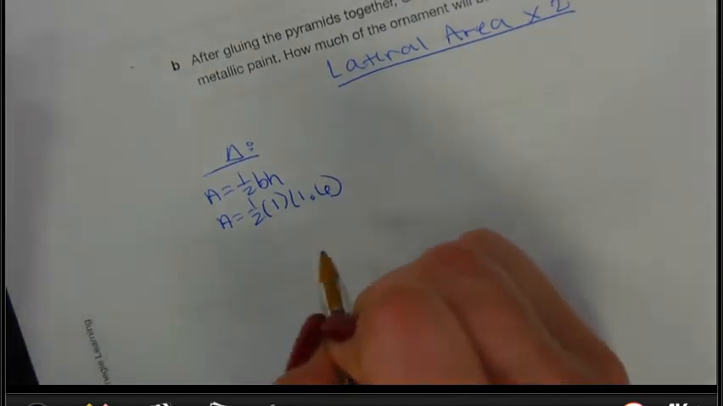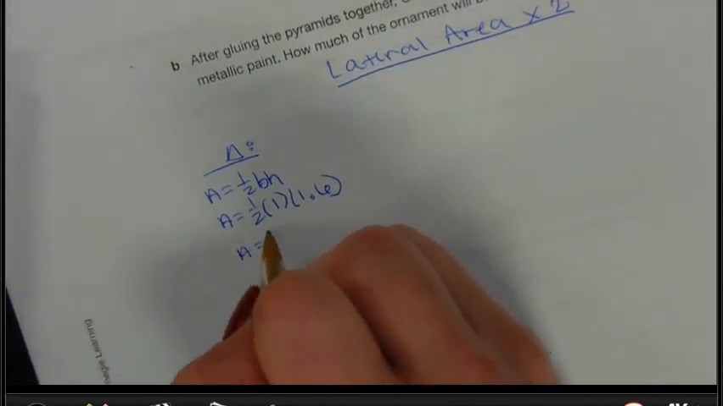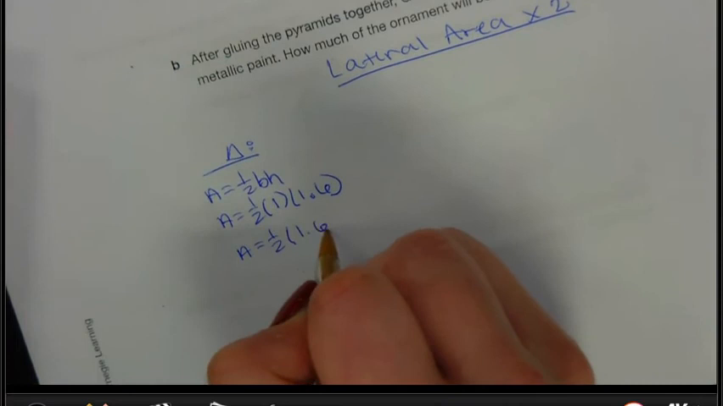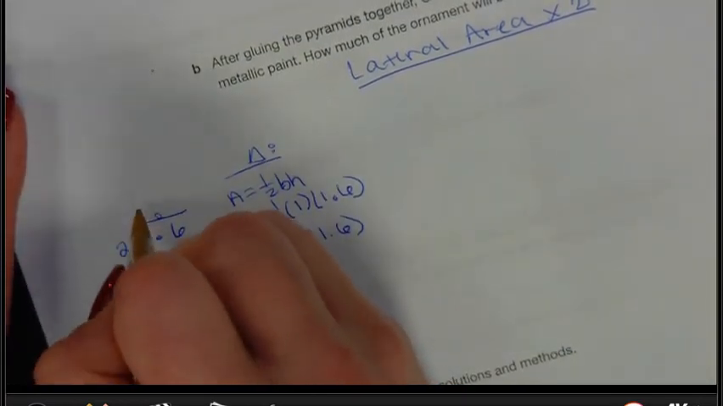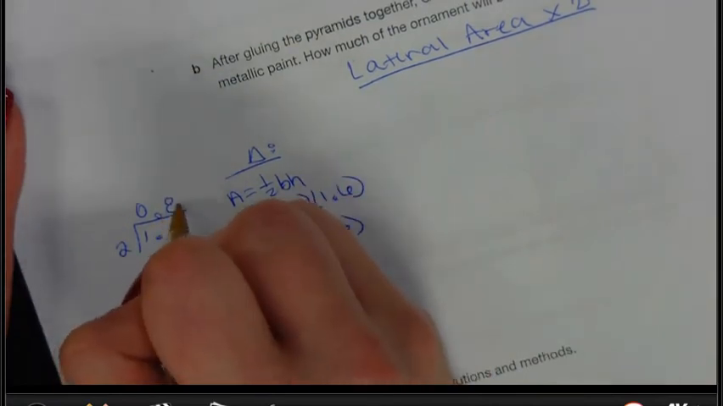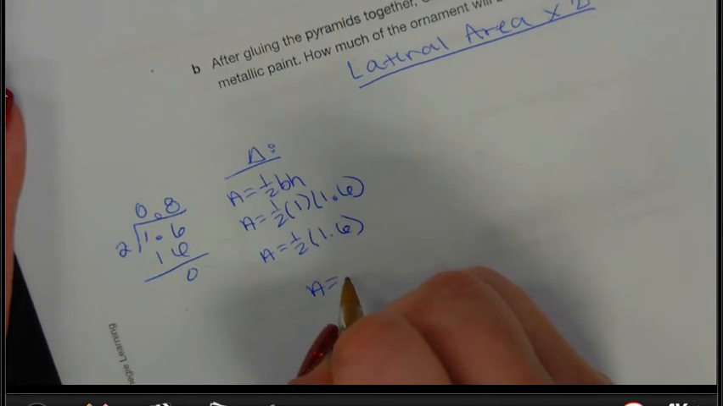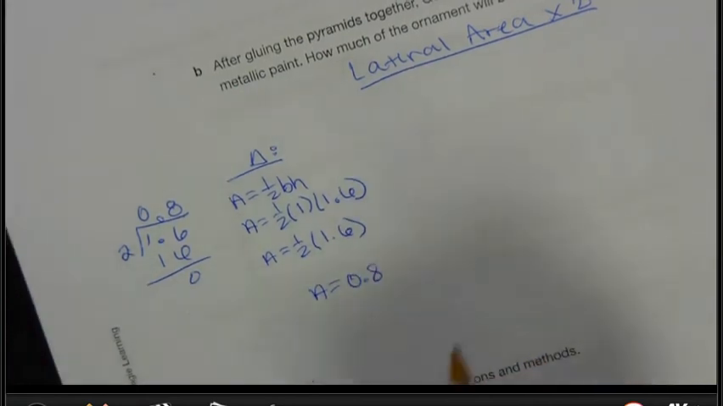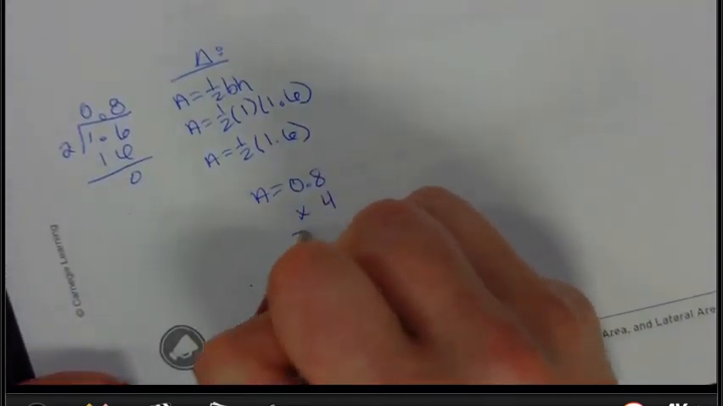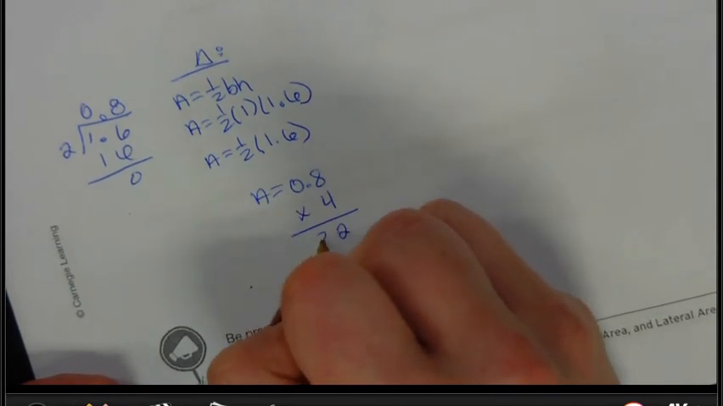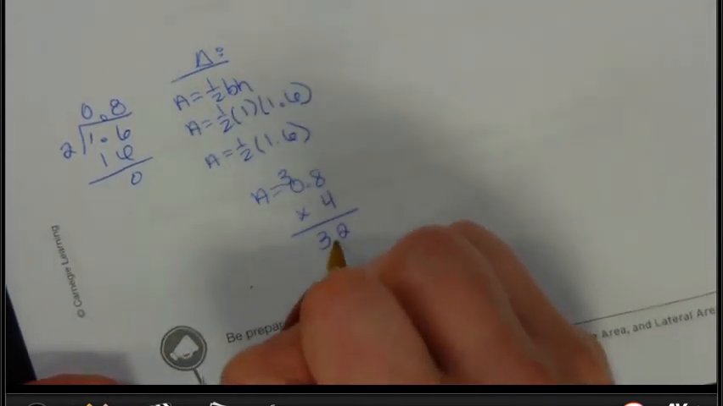Okay, well, 1 times 1.6 is 1.6, so area is equal to 1/2 times the 1.6. Divide 1.6 by 2. 2 can go to 1 0 times, 2 can go to 16 8 times with 0 left over. So the area of just one side is 0.8. Okay, now how many sides do I have total for just one? I have 4 of them, so it's going to be 0.8 times 4. Well, 8 times 4 is 32. Okay, I have a 1 decimal place.